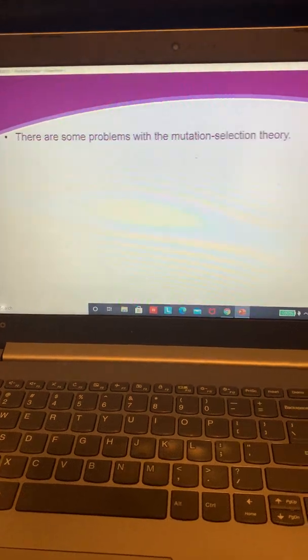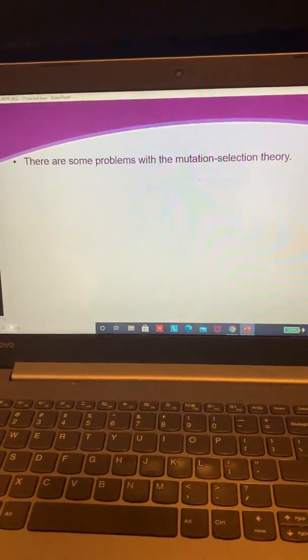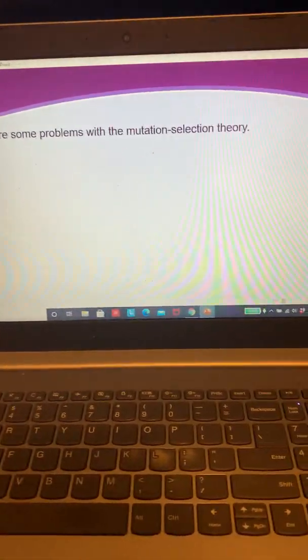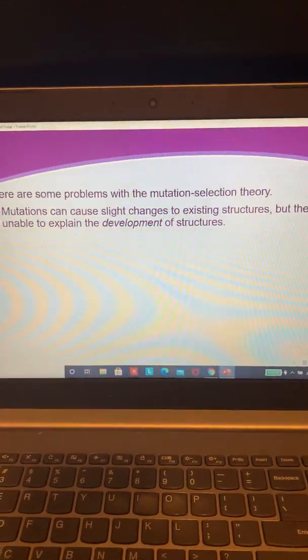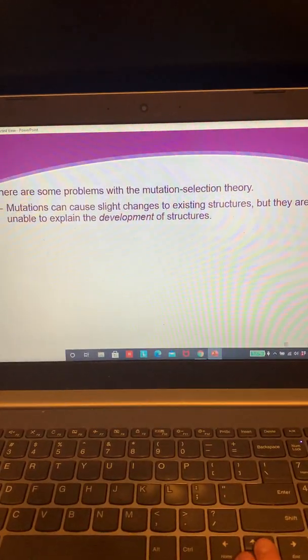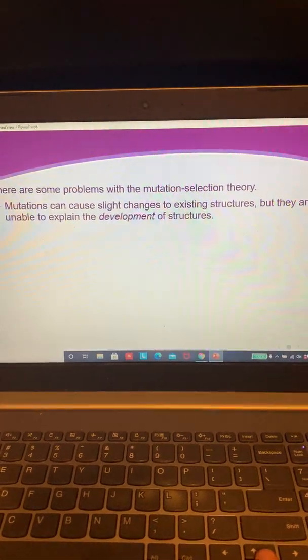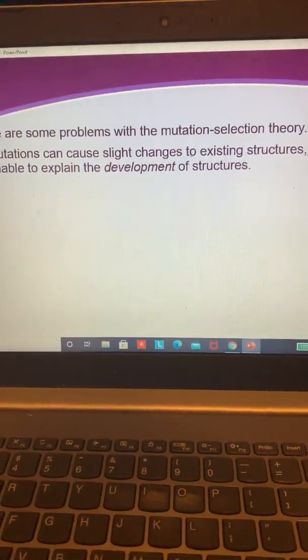Well, here are the problems with those. It sounds good and it sounds right because we see that all three of those things do kind of happen. But here are the problems. Well, mutations can cause slight changes in existing structures, but they are unable to explain the development of structures.